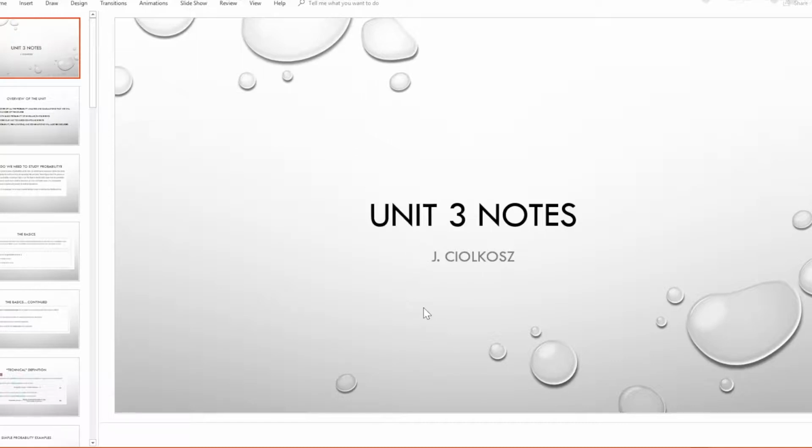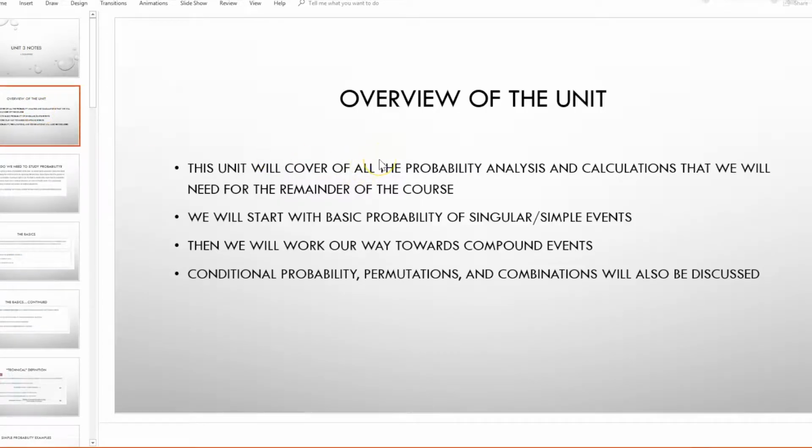So this is going to be what's known as basic probability, in the sense that we don't need any type of specific formulas or any type of distribution to do it. It's just based off of each of these problems. So, overview of the unit. This unit will cover all the probability analysis and calculations that we'll need for the remainder of this course, meaning any type of probability we cover in here might come back at some problem later on.